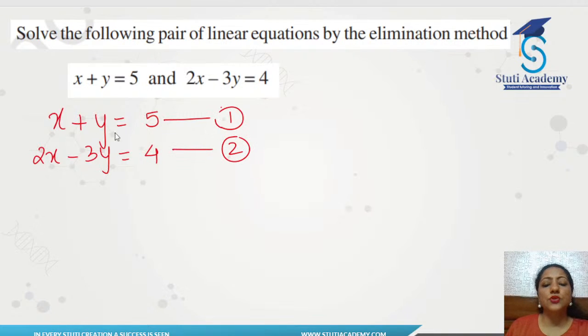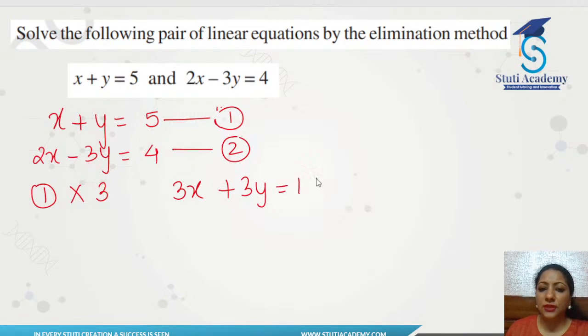So either I am going to eliminate x here or y. If I want to eliminate y, I need to make the coefficients of y same. So I'm going to take the first equation and I'll multiply it with 3. Once I do that, I'll get here 3x plus 3y is equal to 15. Please notice I've multiplied this by 3 because I have 3y here. We don't need to multiply this by minus 3, just multiply it with this 3. Ignore the sign for the time being.